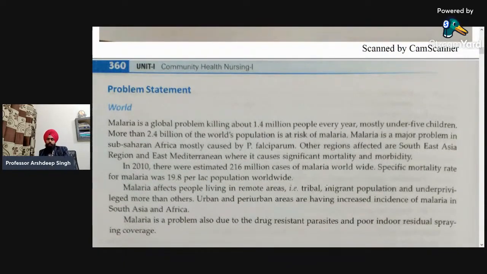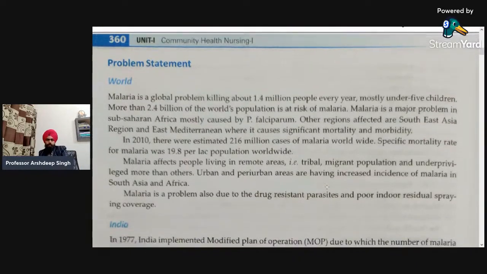In today's lecture, I will complete part one, and in the second lecture, I will complete part two of malaria. So that is a big disease. I will explain this disease in two parts. So today I'm connecting with the first part, that is malaria part one. So next is the problem statement and the magnitude of this problem.